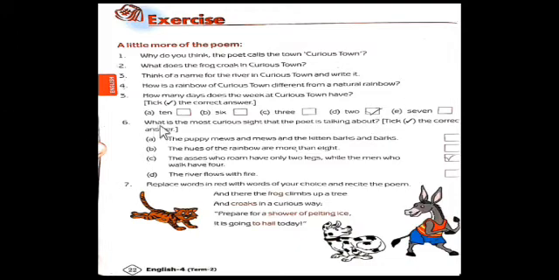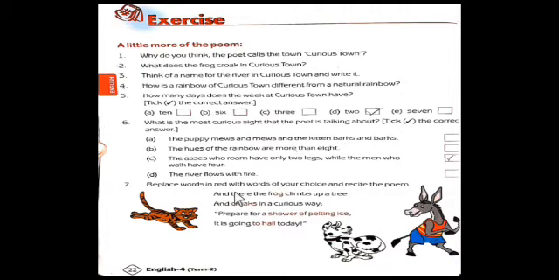And the sixth one, what is the most curious sight that the poet is talking about? Option A, the puppy mews and the kitten barks. B, the hues of the rainbow are more than 8. C, the asses who roam have only 2 legs, while the men who walk have 4. So this is the most curious sight. Option C is the right one. So tick the right mark to option C. And the seventh one, that is the last one.